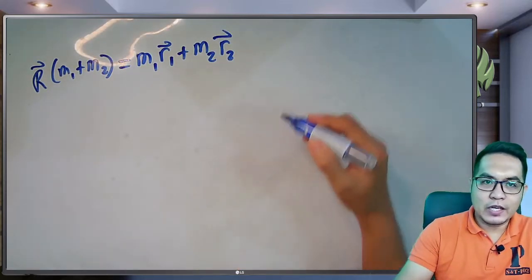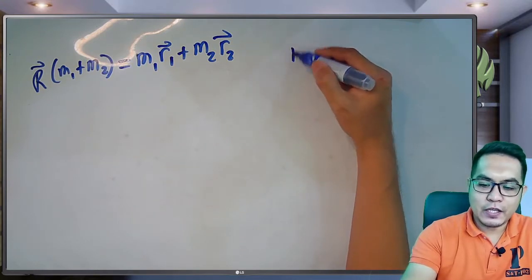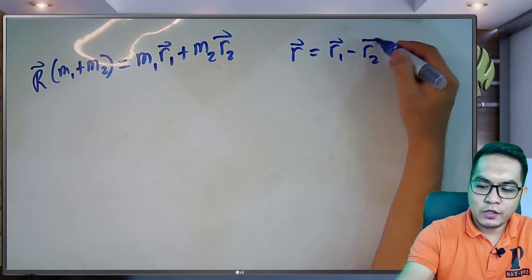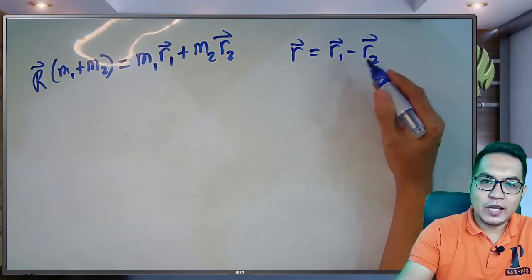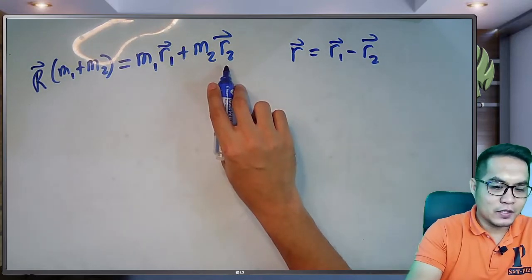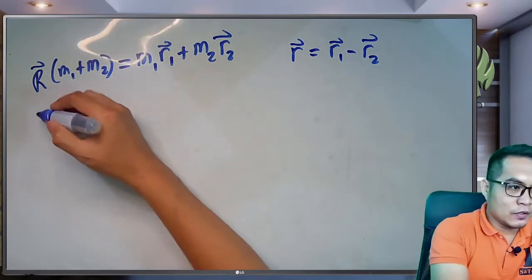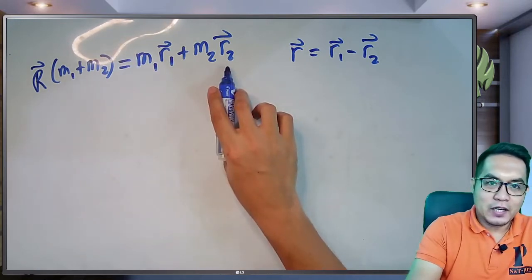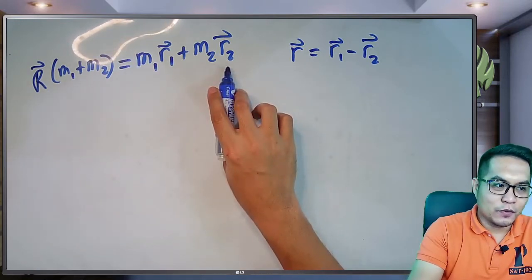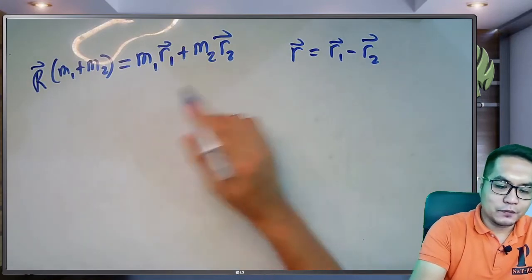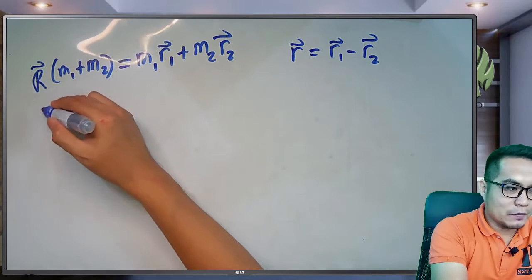So from the definition of the separation distance vector, it's r1 minus r2. Therefore, I can write r2 as r1 minus r. So I can replace r2 here with r1 minus r. If I do that, I can eliminate r2, and I can now solve for r1. So this is just r minus r1. So I will get something like this.